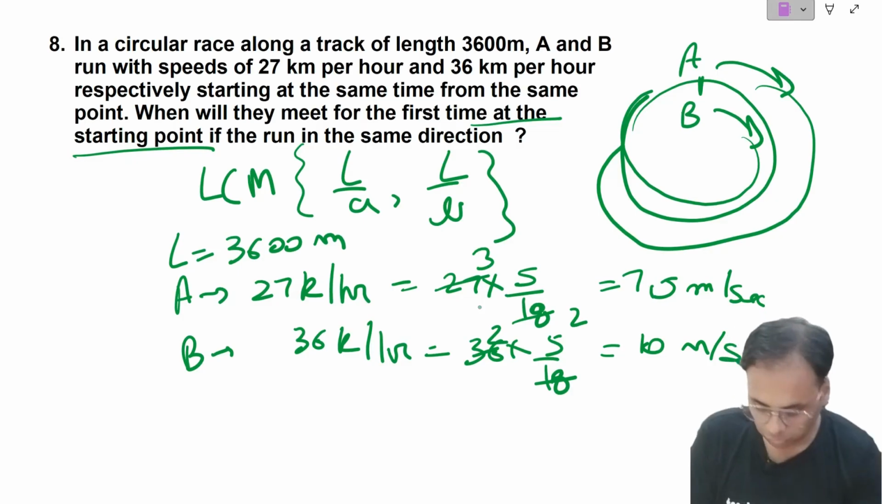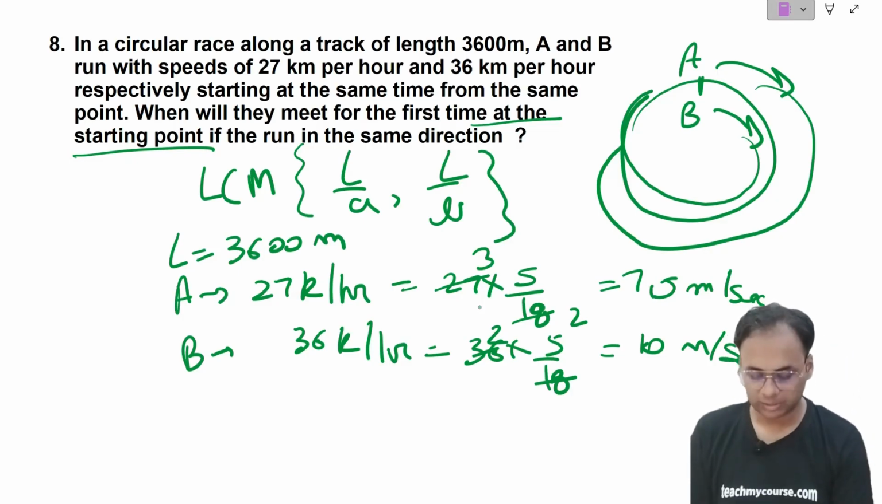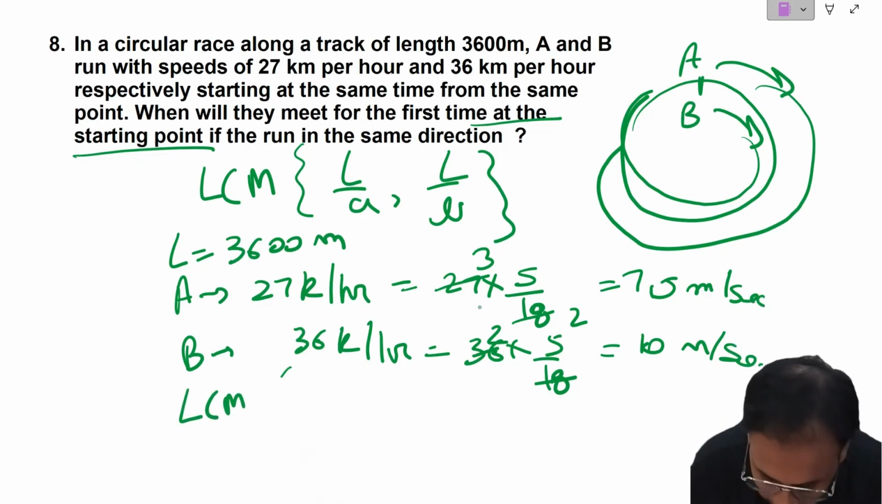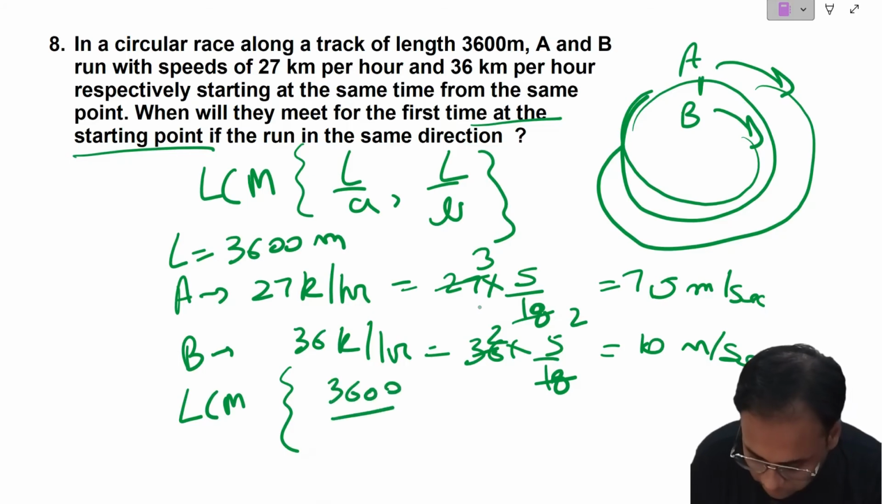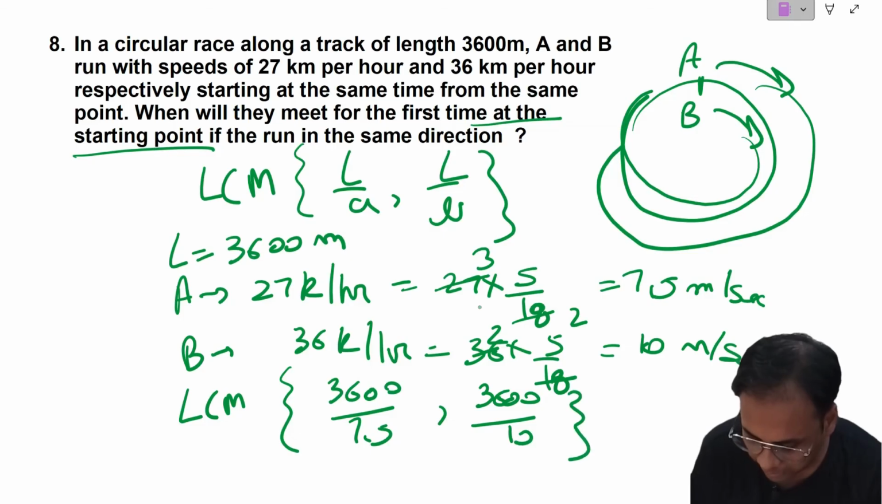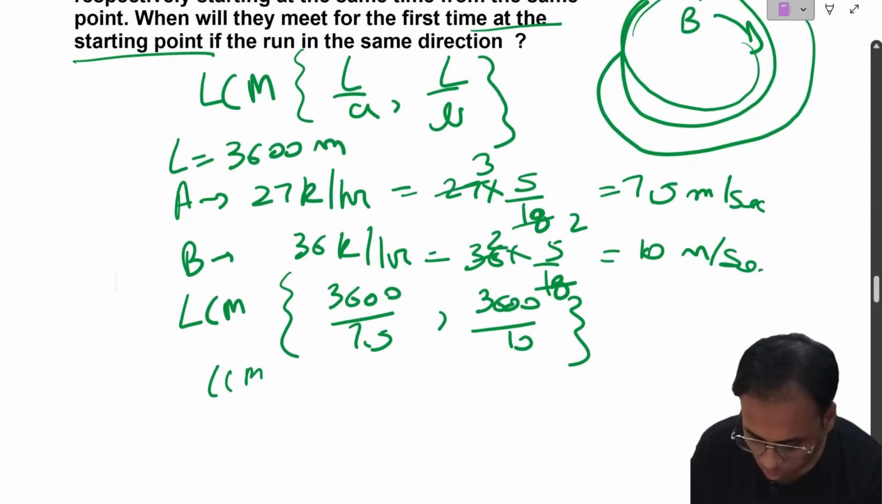So we just have to find out when they will meet for the first time at the starting point if they run in the same direction. For that we simply do the LCM of 3600 by 7.5 comma 3600 divided by 10. So what is this? LCM of what?